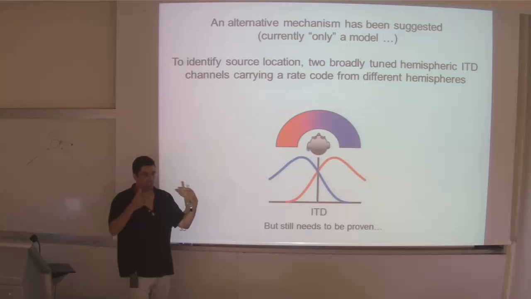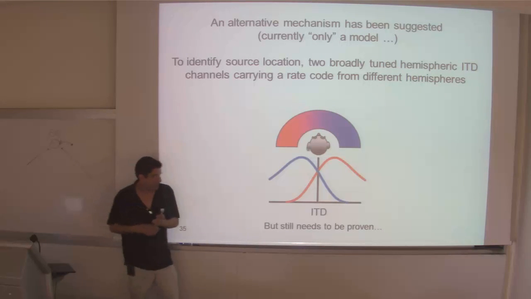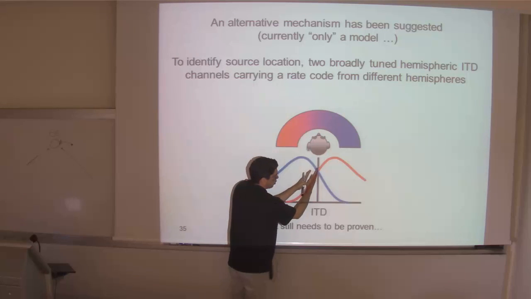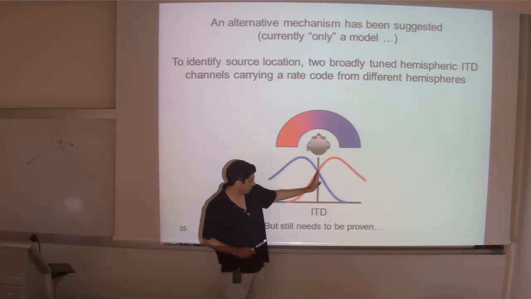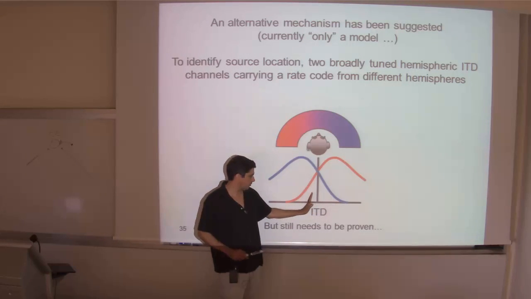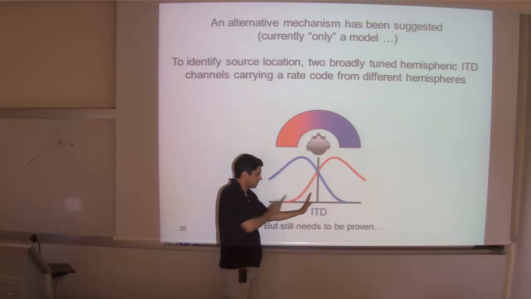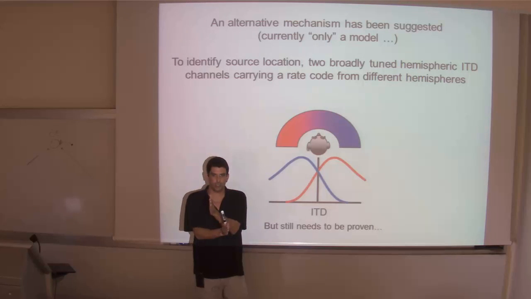The computation is actually done in the inferior colliculus, which is the next step up, which has to compare two different rate codes. Okay, so if the stimulus from the location goes left, then there's going to be a decrease in one ITD hemispheric information and an increase in the other. And this is the actual comparison, and not the coincidence detector.